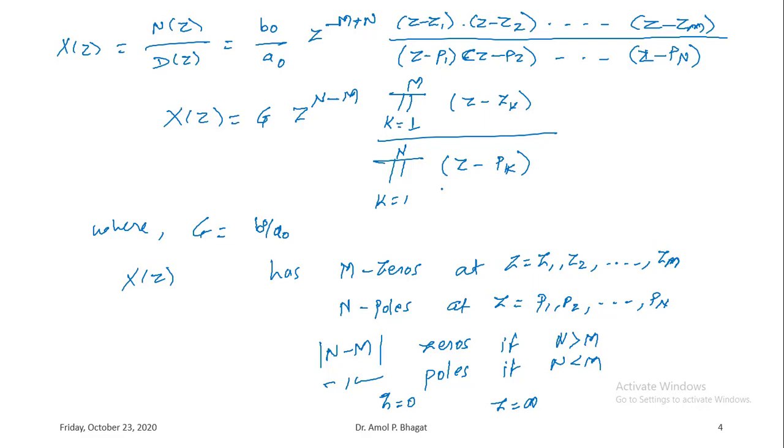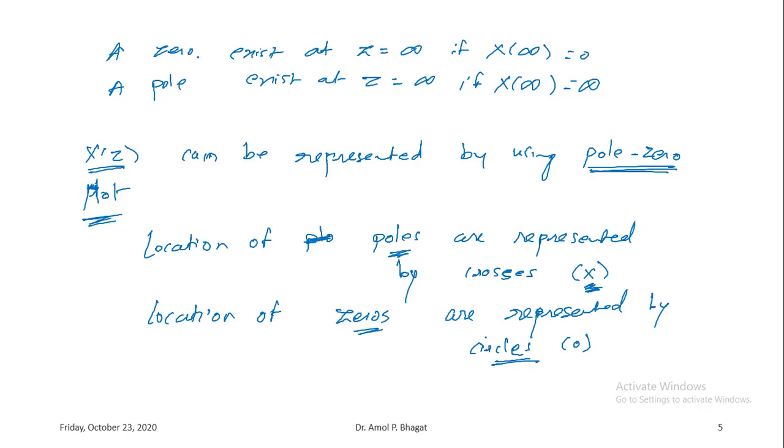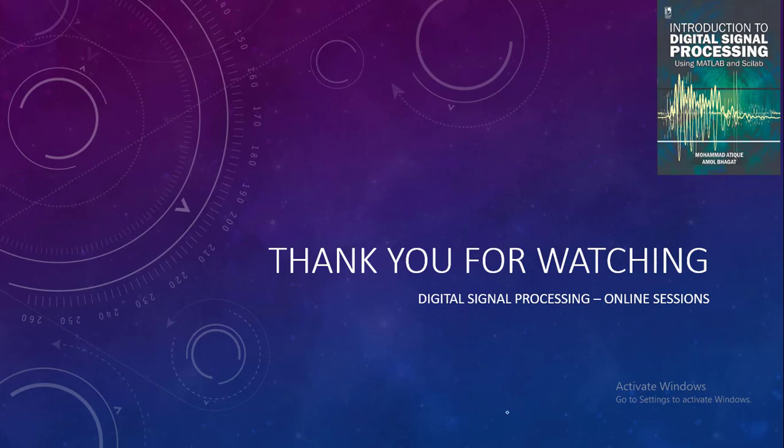Okay, and a zero exists at z equals infinity if X of infinity is 0, and a pole exists at z equals infinity if X of infinity is infinity, right? And this X of z can be represented by using a pole zero plot. The location of poles will be represented by crosses, and the location of zeros will be indicated by circles on the pole zero plot.